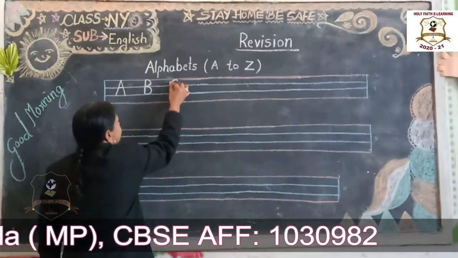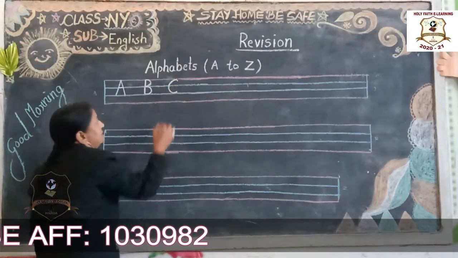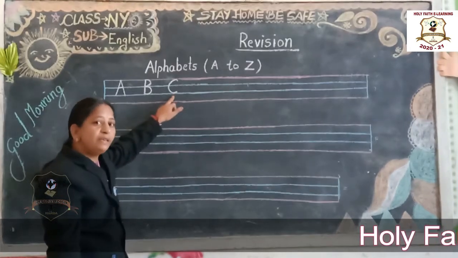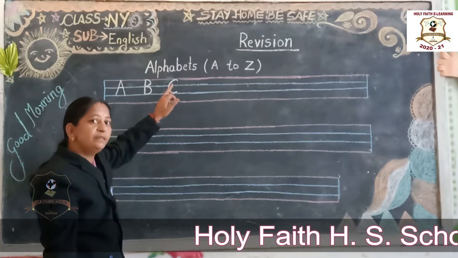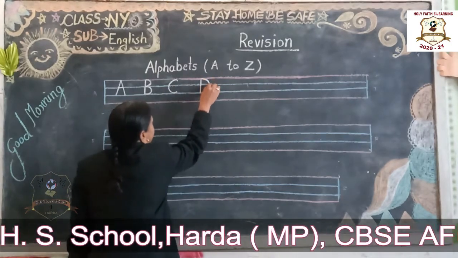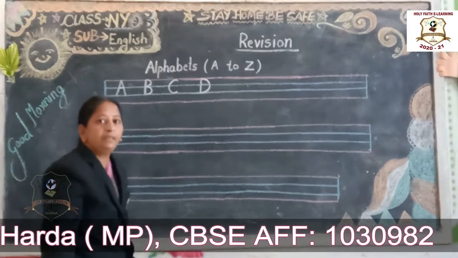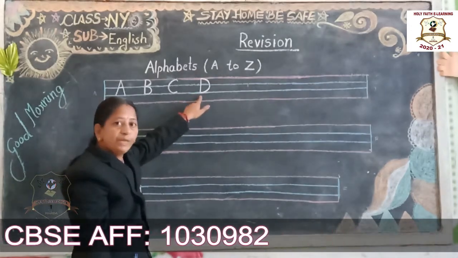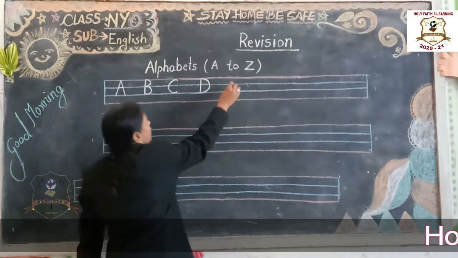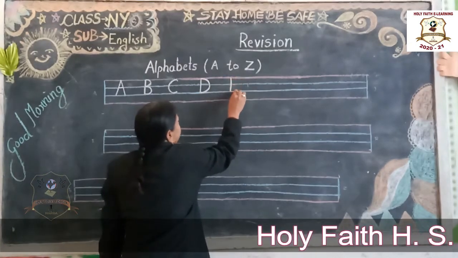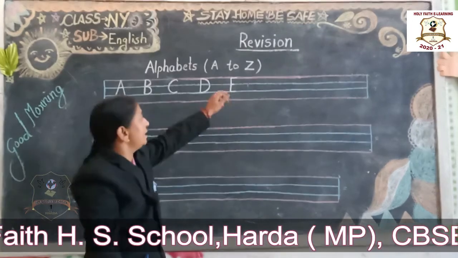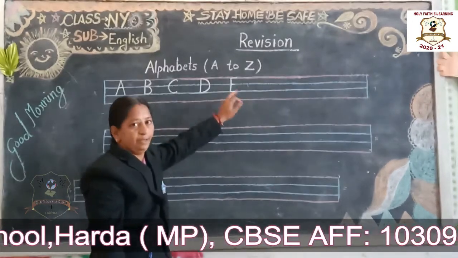Now letter C. This is letter C. Which letter is this? C. And sound of C is K. Now letter D. Which letter is this? D. And sound of D is D. Now letter E. D के बाद कौन सा लेटर आएगा? E. Okay. And sound of E is A.